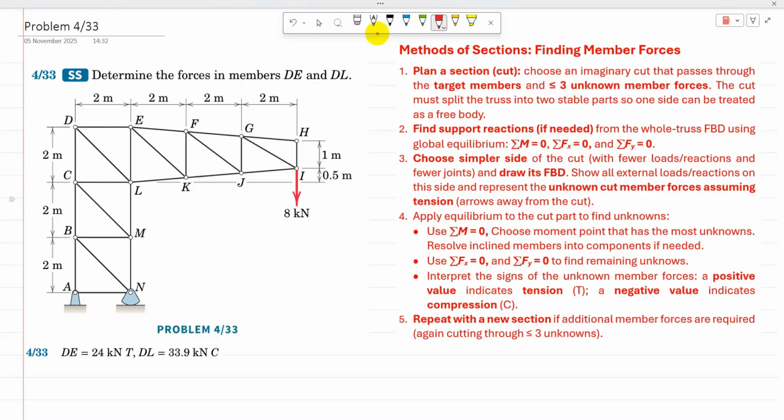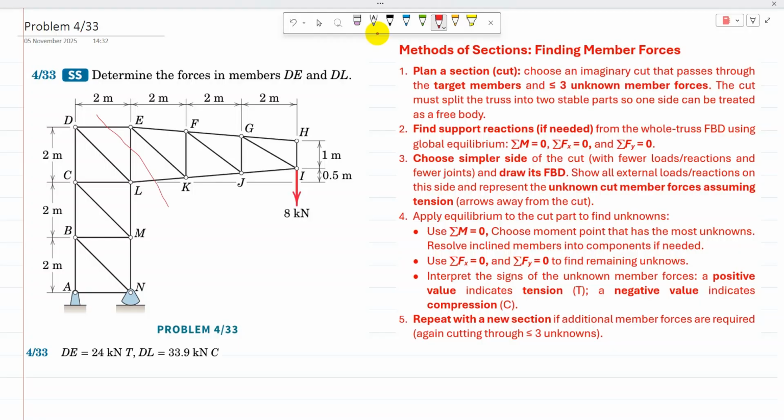The other one I can go for is here. So that is a cut. If I cut from here, I can only find DE. Once I find DE, then I can pass another cut there to find DL, or otherwise the other option is that I apply the method of joints at joint D after finding DE, and then I can find DL.